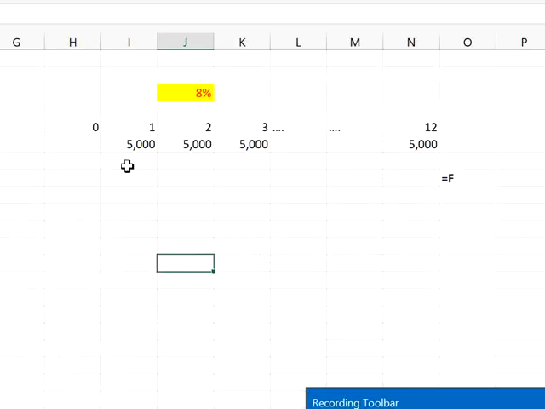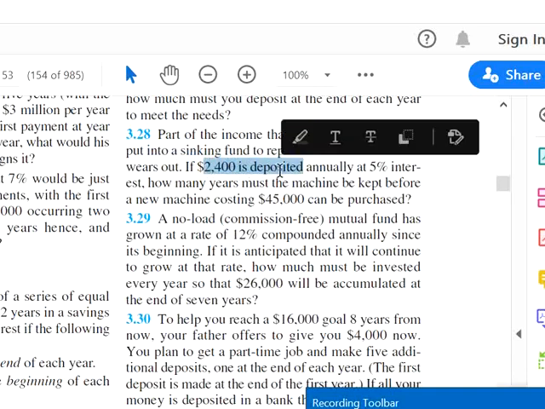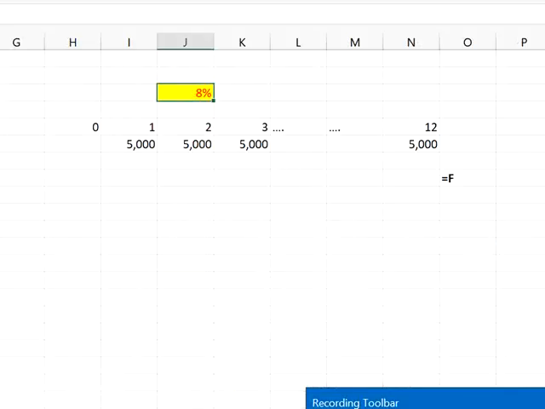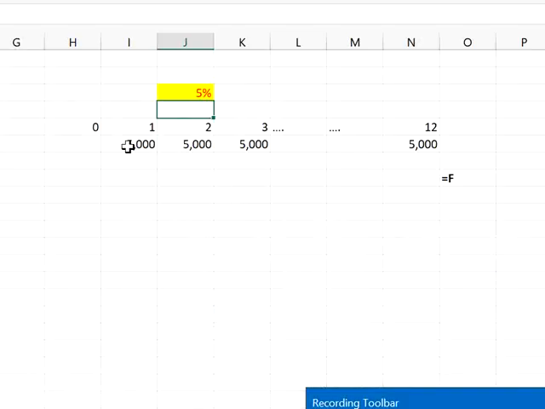I'll explain this question here. Part of our income that machine is put into a sinking fund. What is that part of our income? 2,400 is deposited annually at 5% interest. How much is deposited? 2,400 is deposited annually.